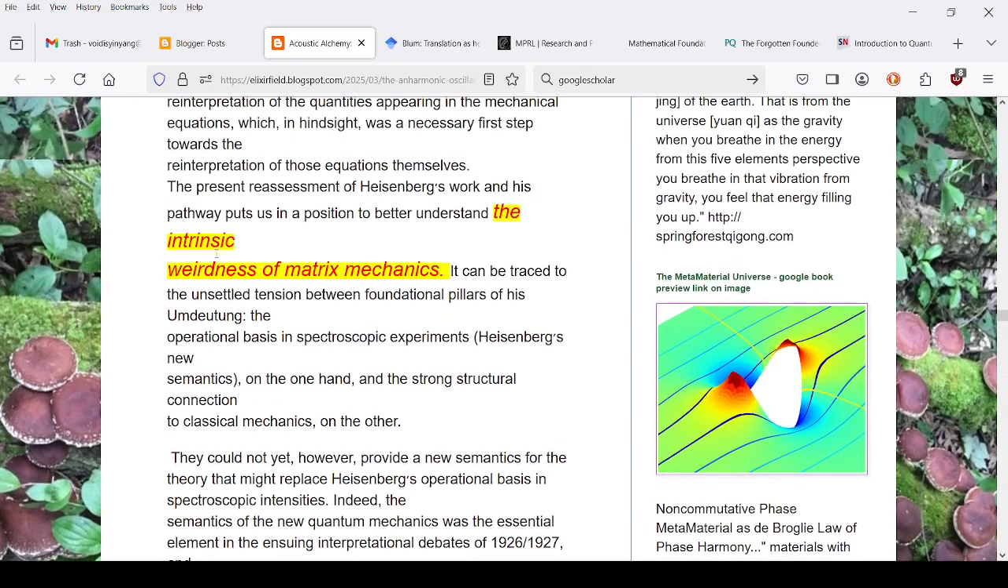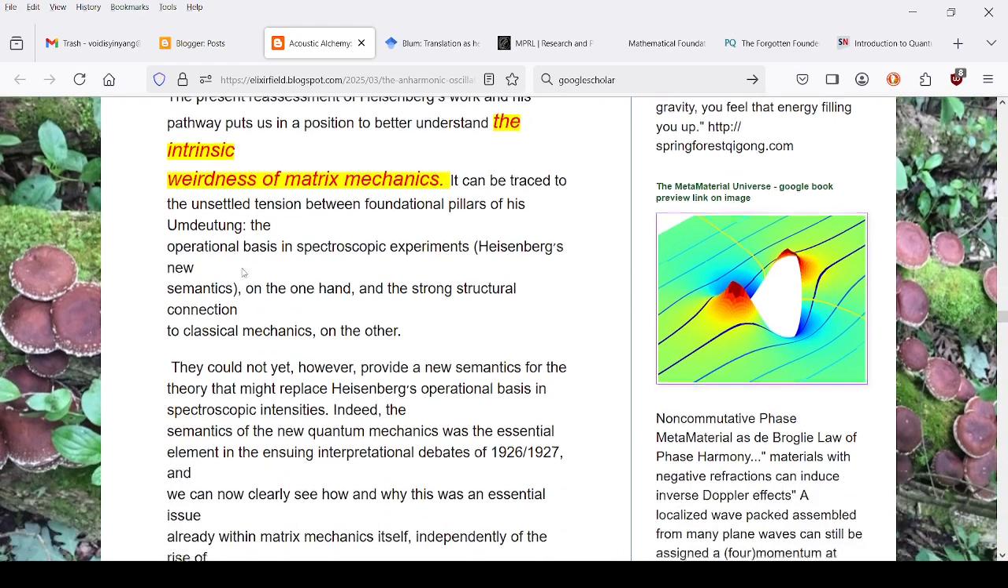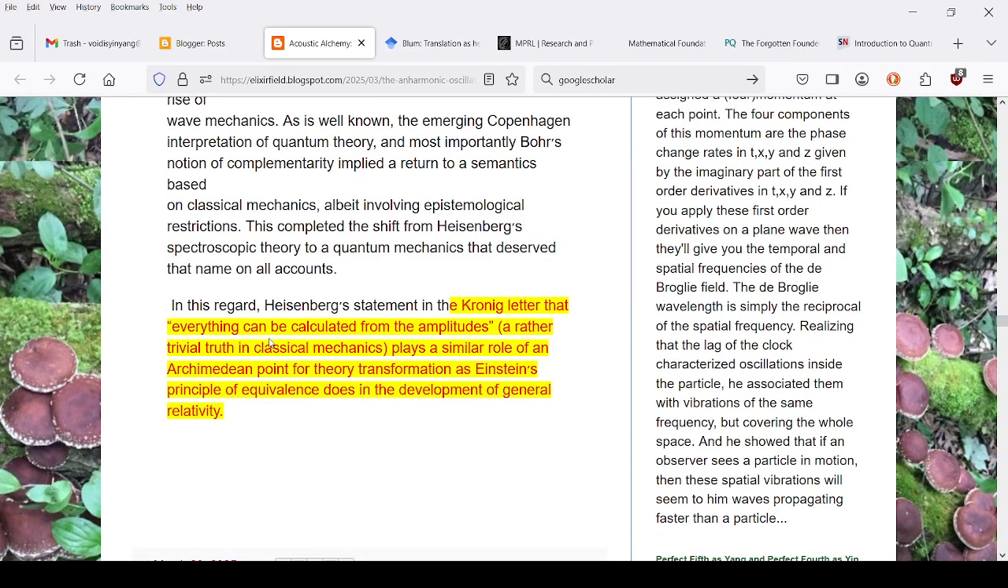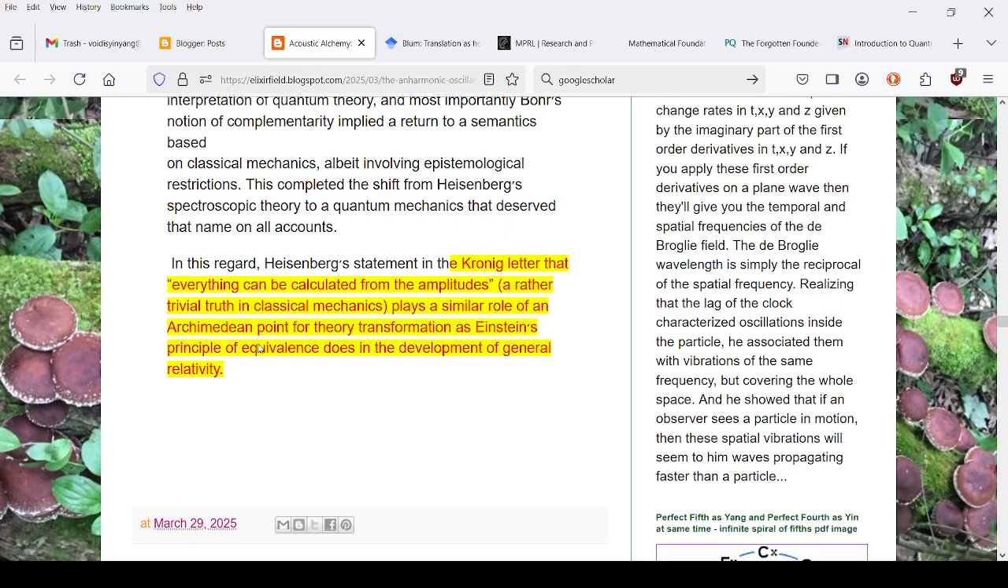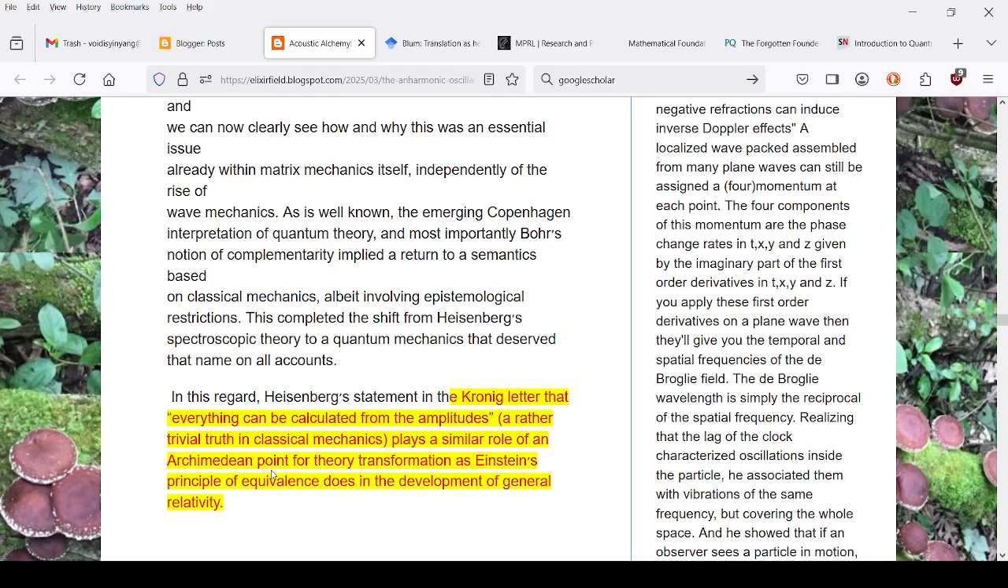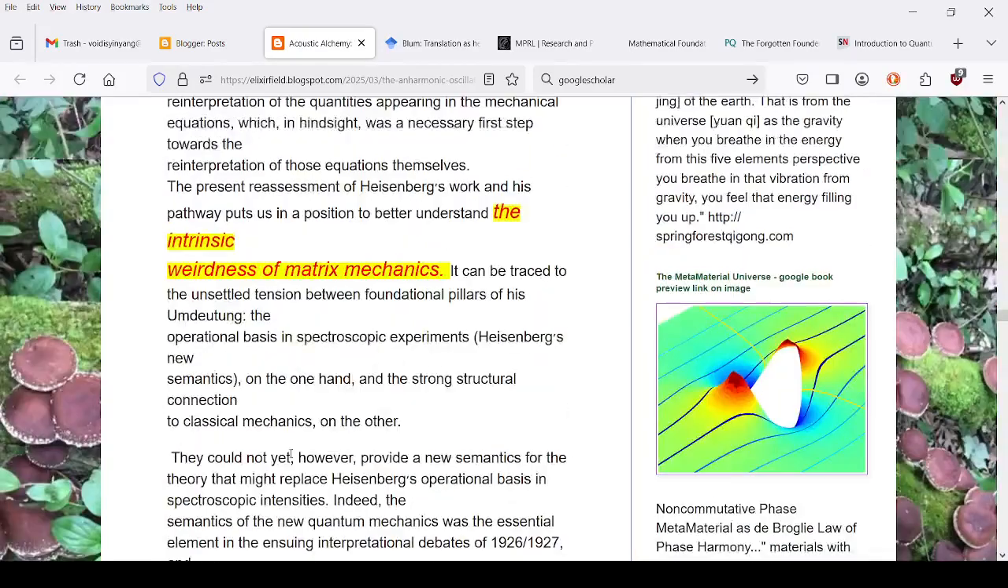And that's why you have this intrinsic weirdness, because ever since, people have been confused about what is the true meaning of quantum mechanics. And they're pointing out that this is a similar role that the Archimedean point has for the equivalence principle for Einstein's relativity. And so Roger Penrose points out that actually the uncertainty principle is more fundamental than the equivalence principle in relativity.